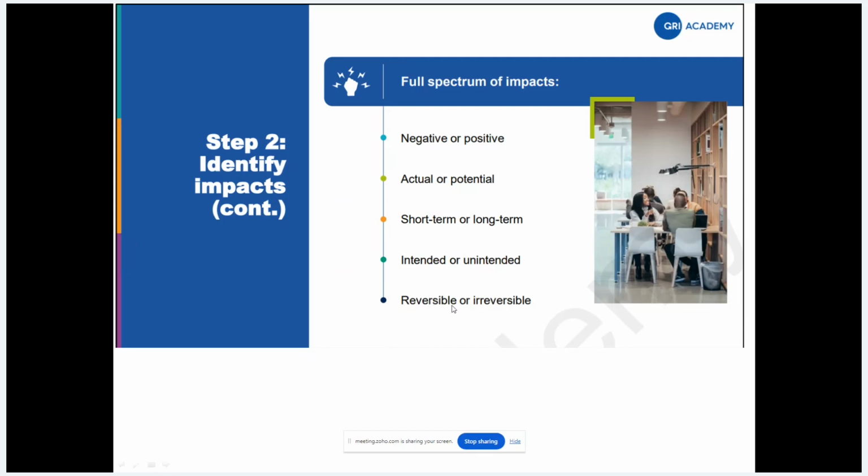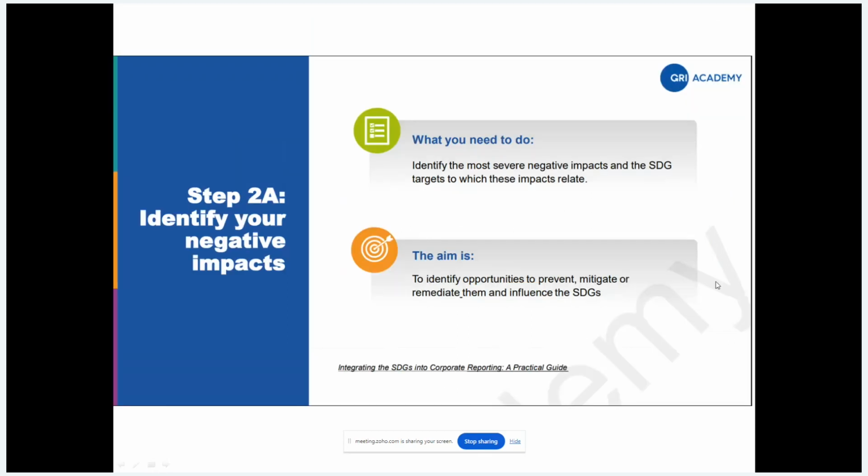Reversible is the impact which can be reversed with some improvement actions. Irreversible is like if you have already released some gases into the atmosphere, you cannot capture them back. They will have their own effect the way they travel to different areas.